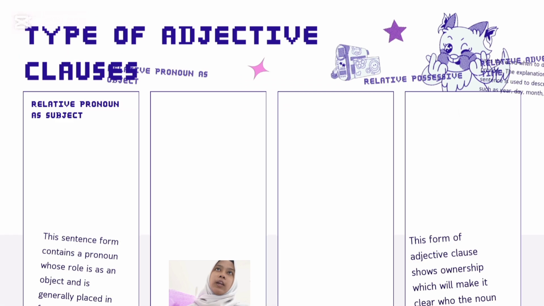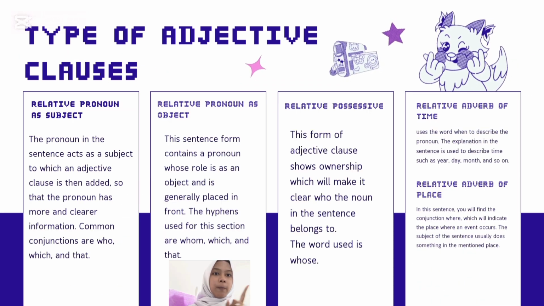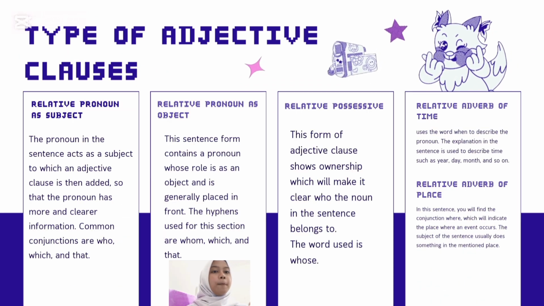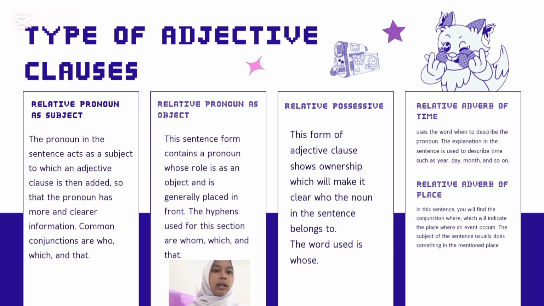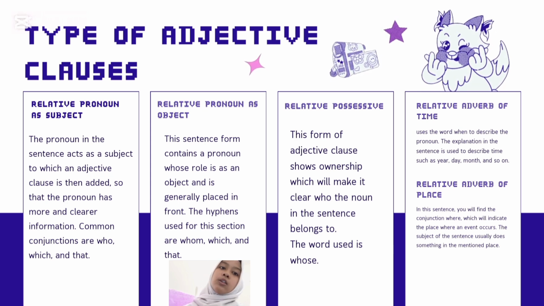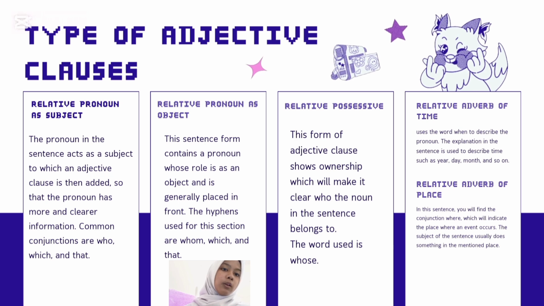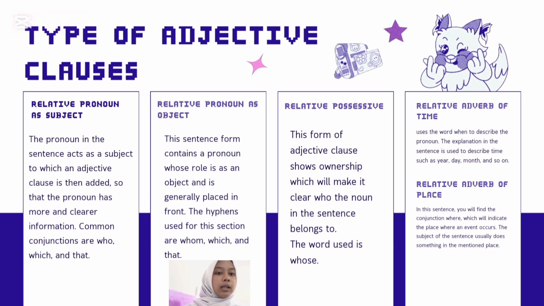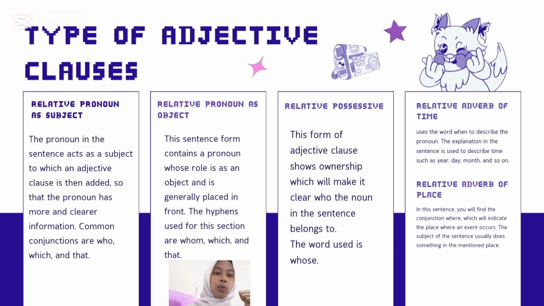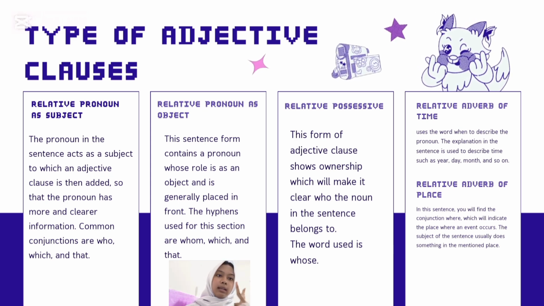Types of adjective clause. Number 1. Relative pronoun as subject. The pronoun in the sentence as a subject to which an adjective clause is then added, so that the pronoun has more and clearer information. Common conjunctions are who, which, and that.